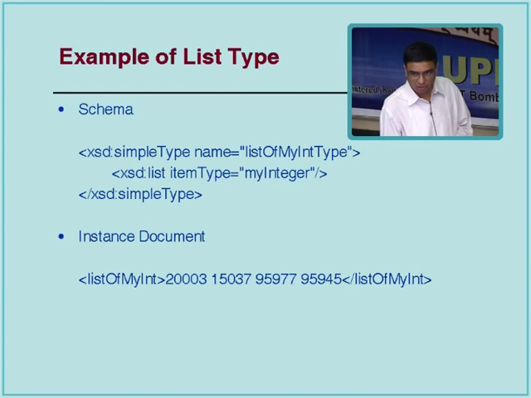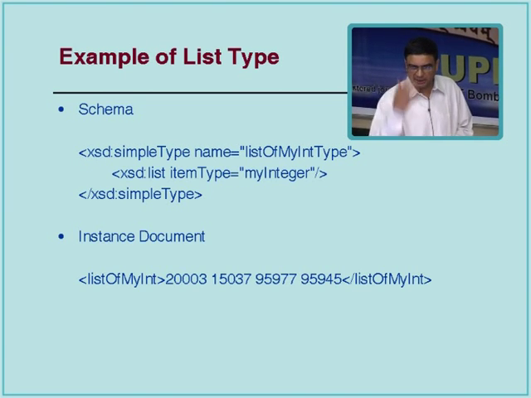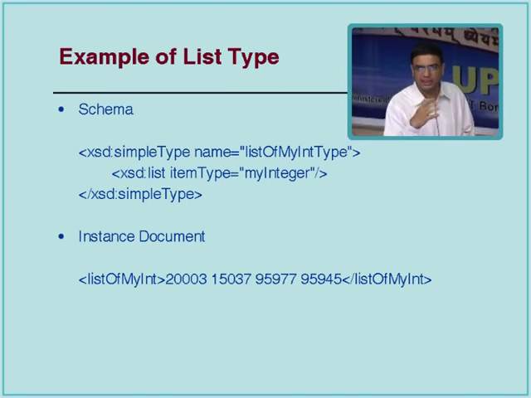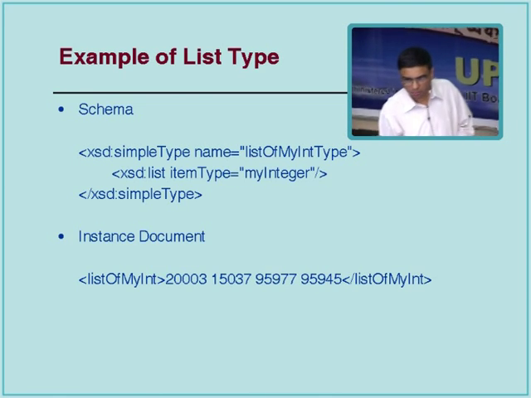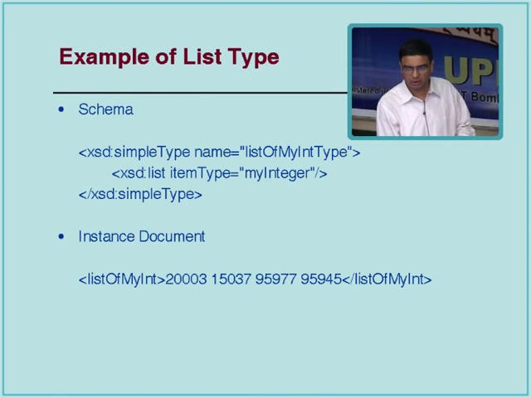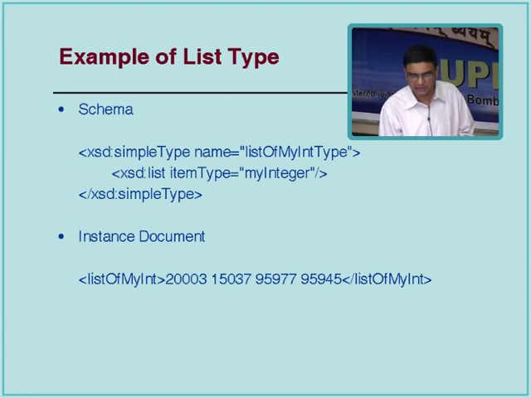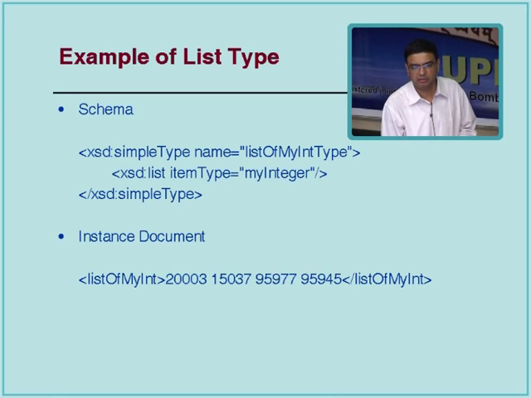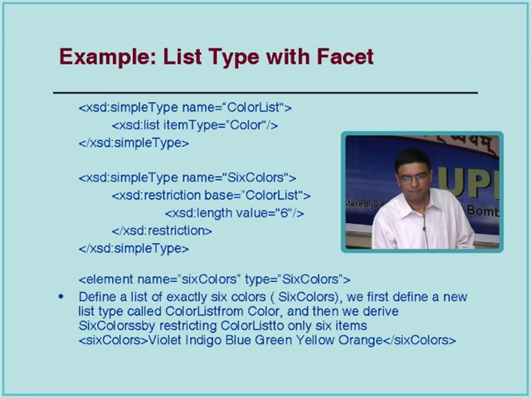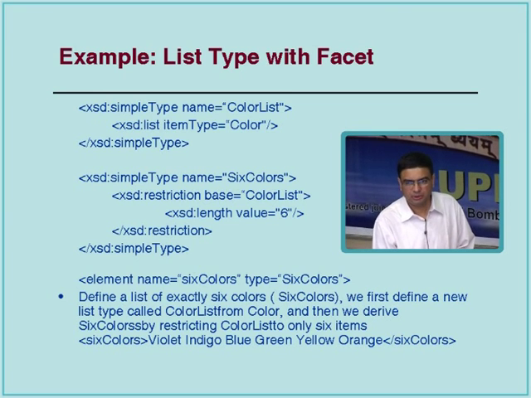I'm going to create a list of my int type. Remember, my integer was the type that I had created earlier in one of the examples, and I'm going to use that to create a list of that type. So this is actually the schema. In the instance it will be a list of my int, a type that I have created, and some set of examples, but each one of these numbers is between 10,000 and 99,999, right.